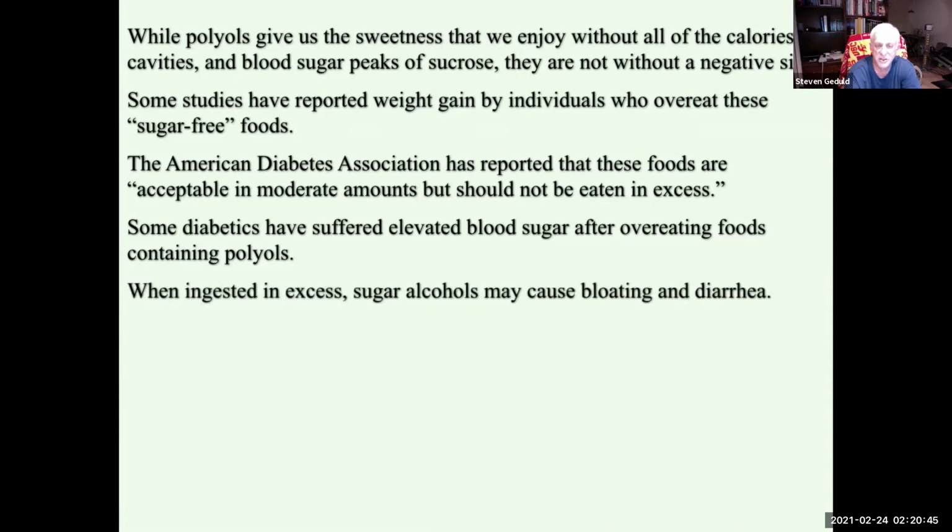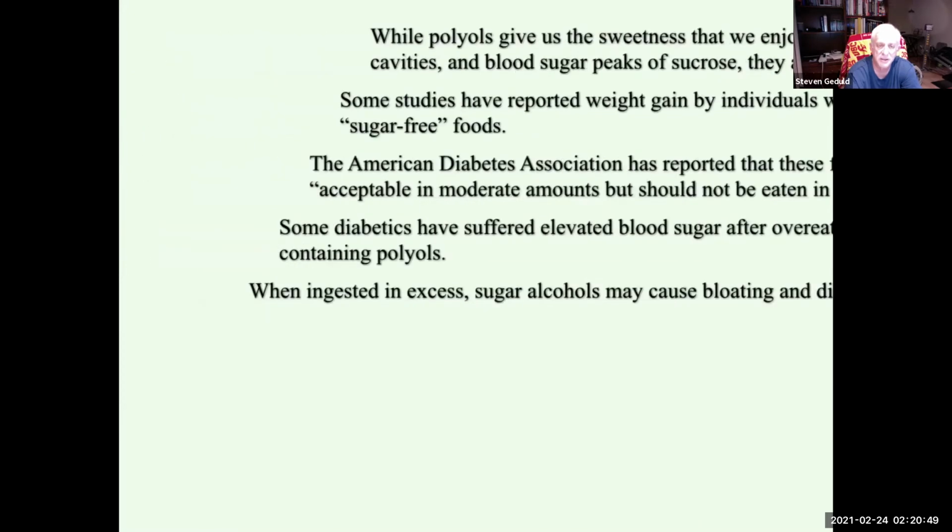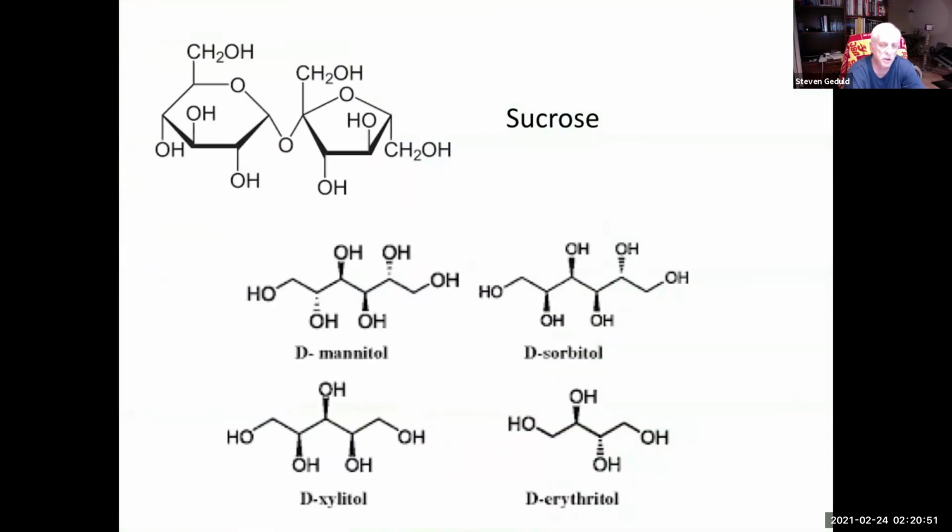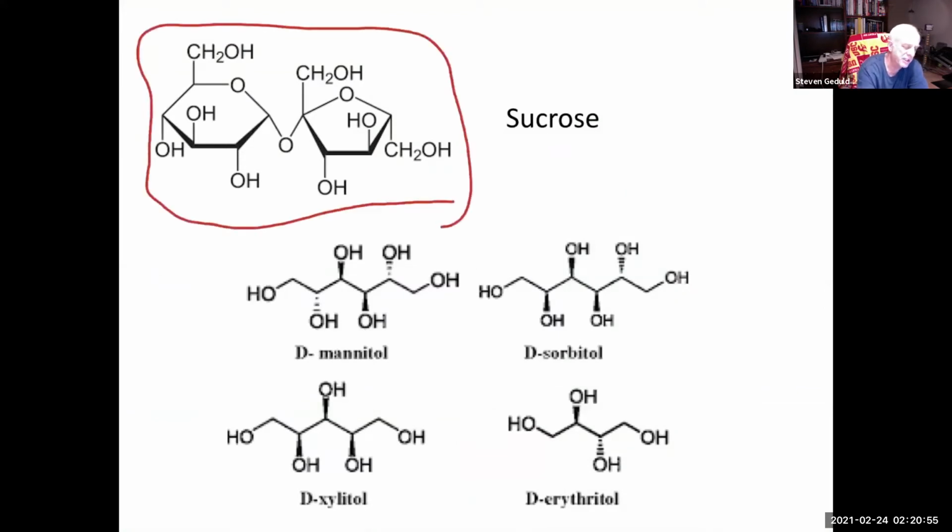When ingested in excess, sugar alcohols may cause bloating and diarrhea. Okay, so here's what sucrose looks like. Sucrose is two glucose molecules adhered together. Mannitol, sorbitol, xylitol, and erythritol are all sugar substitutes.